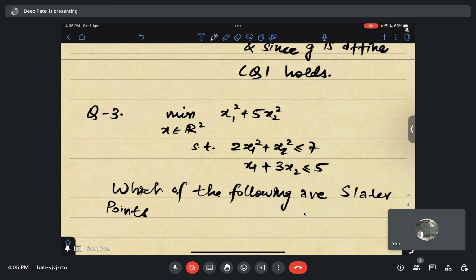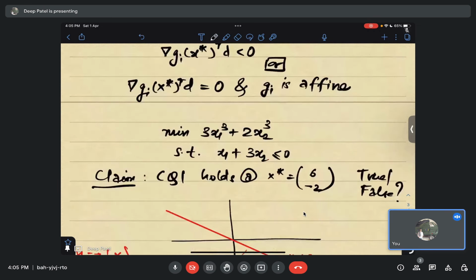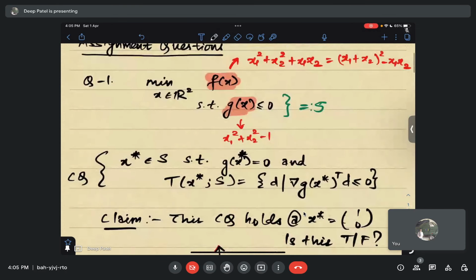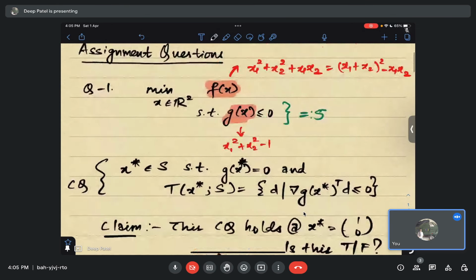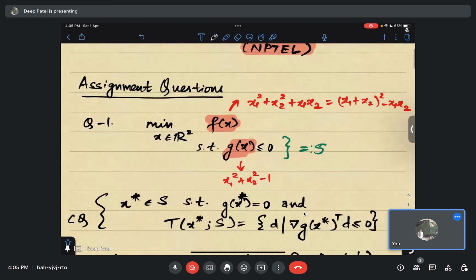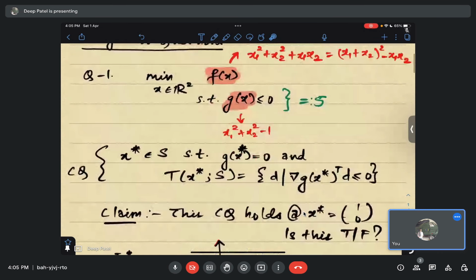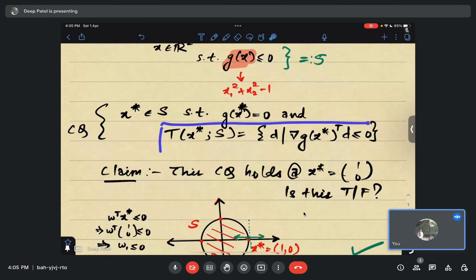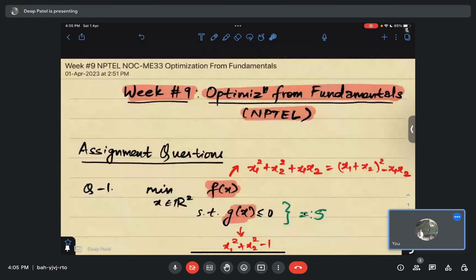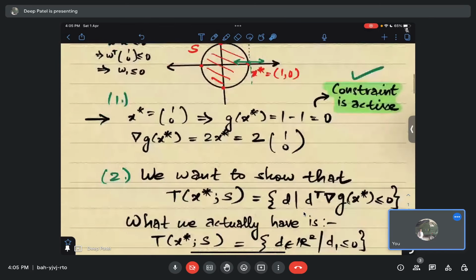Deep, I have a small question. These various CQs, are they equal? No, CQ1 is a sufficient condition for the standard CQ to hold. Standard CQ is what you have learned before, where the gradients are linearly independent. That is again a specific case, but more generally, this is what I have written here, and I think I deleted it for M constraints.